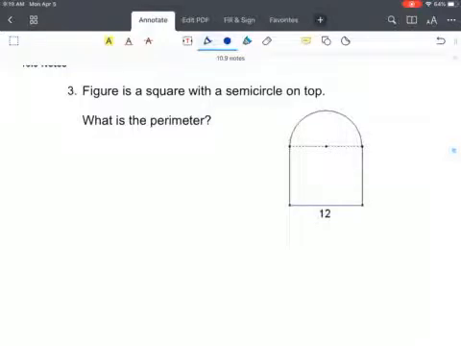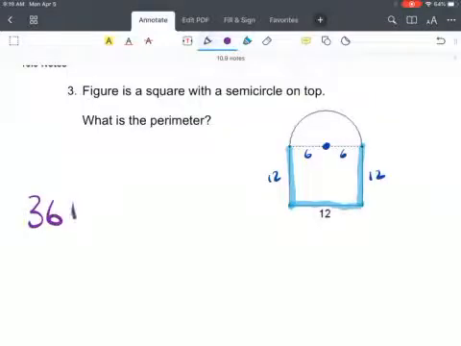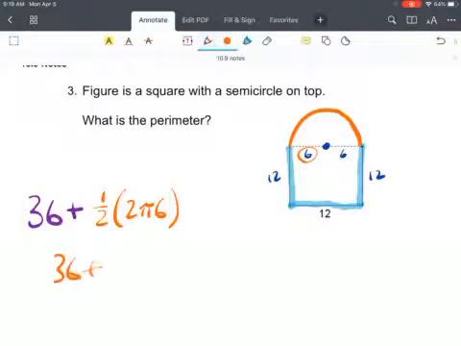For number 3, we're looking at a square with a semicircle on top. Because it's a square, we know that all of the side lengths are 12, which means with that being the center point, we have 6 and 6. For the square portion, we have 3 sides going around. So we're going to start off with a perimeter of 36. And then we need to add our half circle. So we need to add half of 2 pi, and then our radius is 6. So our total perimeter is 36 plus 6 pi.